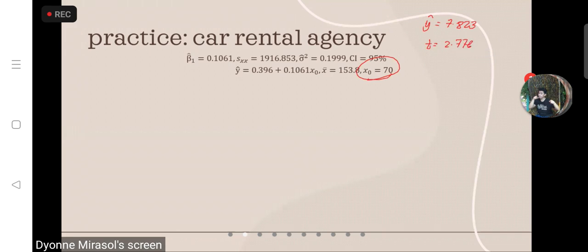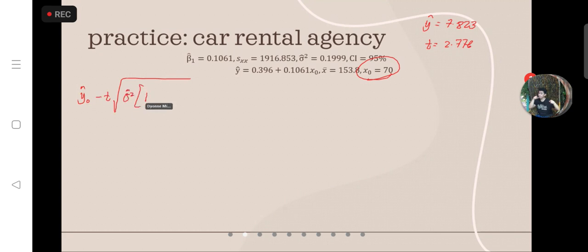So our formula for the prediction interval is y hat minus t times the square root of the estimator of variance times (1 plus 1 over n plus (x0 minus x bar) squared over Sxx), less than or equal to y0, less than or equal to y hat 0 plus the same term.